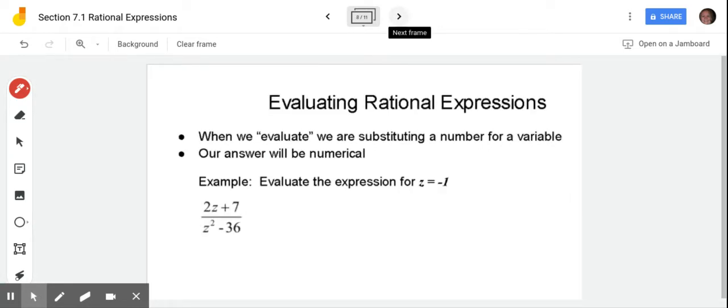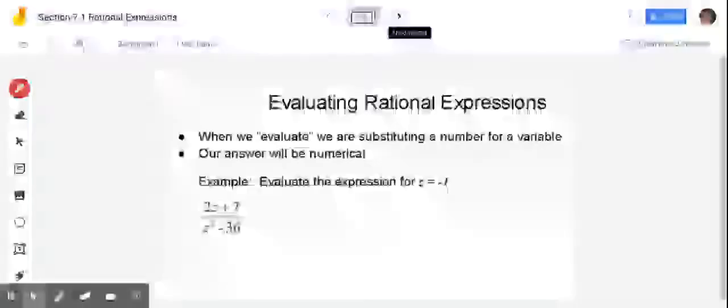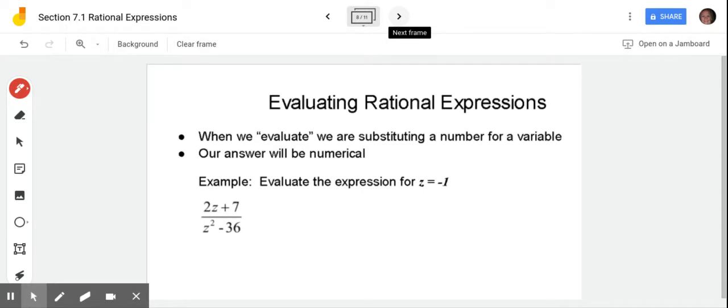Evaluating rational expressions. When we evaluate, we're substituting a number for a variable. Our answer will be numerical. Evaluate the expression for z equals negative 1. The easiest way to do these is to rewrite your expression and put parentheses wherever the variable is.